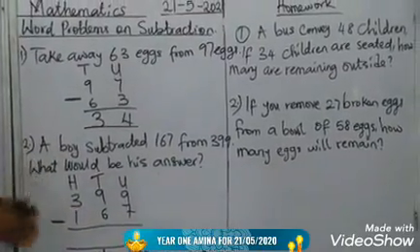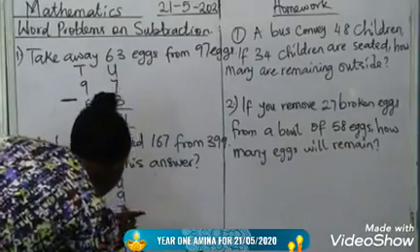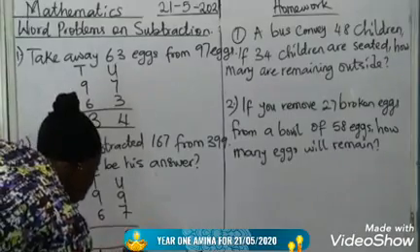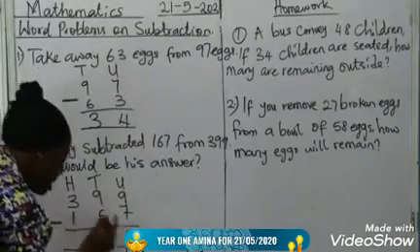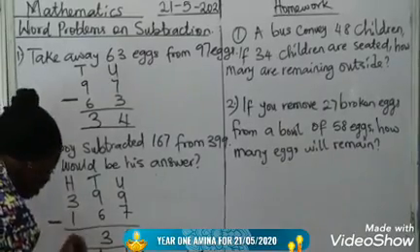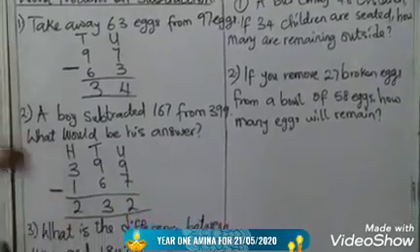Solve it fast. Let me see your answer. Let me solve my own too. Let's see if it is the same answer we'll get. 9 minus 7 is 2. 9 minus 6 is 3. 3 minus 1 is 2. Who got the same answer with me? Very good.